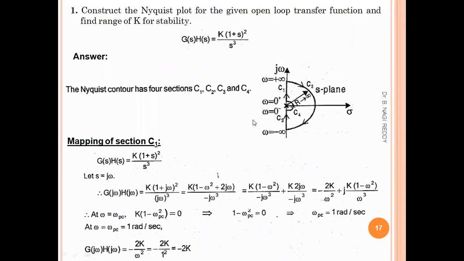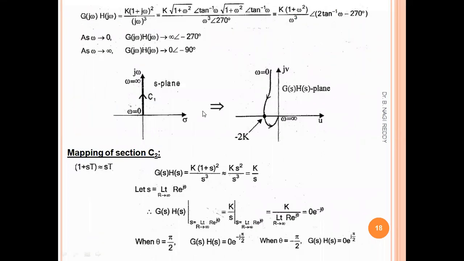Right? Now, section C2. So section C2 is this big circle with the radius infinity. With the infinity radius, the circle is starting from plus pi by 2 to minus pi by 2. And it is the circular motion. So that means we need to substitute s equal to R, R tends to infinity, R into e power j theta. So substitute this term for the circular type sections.